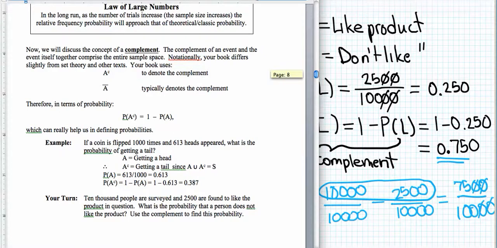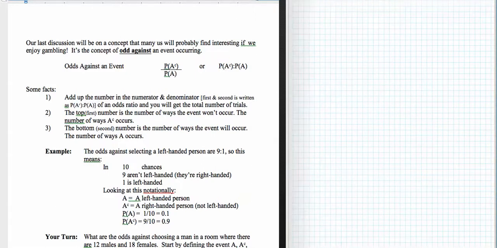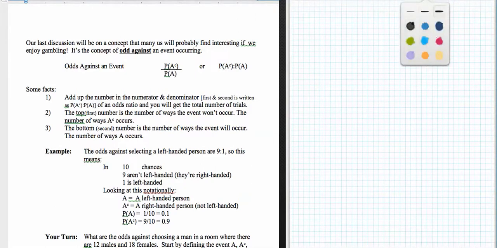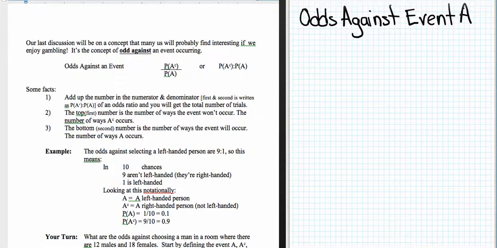All right, now moving on, we're going to talk about the odds against an event occurring. Some books will go ahead and talk about the odds for an event, but odds against are a little bit more popular. So odds against event A. I think it's best that you start by defining what odds you're talking about, right? So what is the event that you're talking about? And from there you can kind of build around it. So odds against event A looks like the probability of not being A divided by the probability of being A.